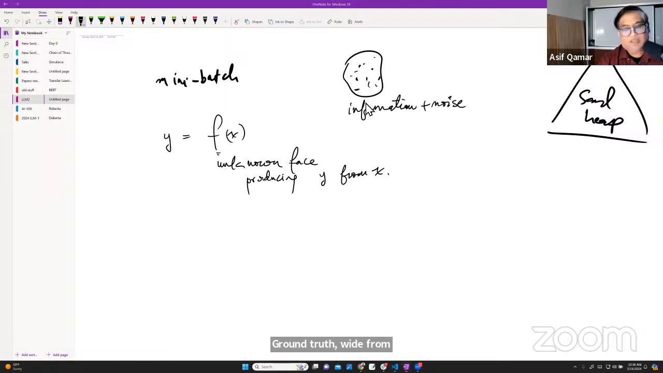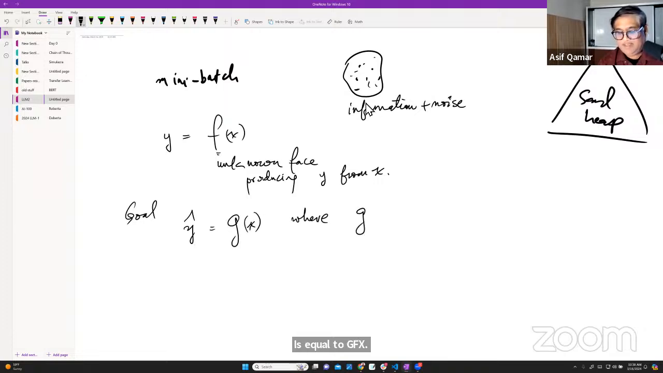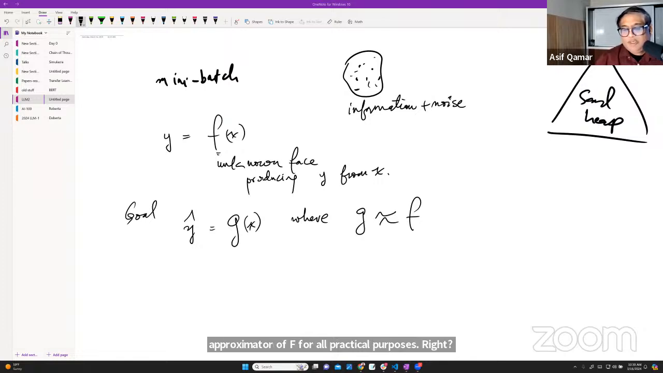You'll never know f. What is our goal? Our goal is to produce y hat equal to g of x, where g effectively is an approximation to f. It's an approximator of f for all practical purposes. Now, for it to do that, you have to trust that the x you got was well measured and correct, and the y you got is also correct. But in reality, it will have noise.